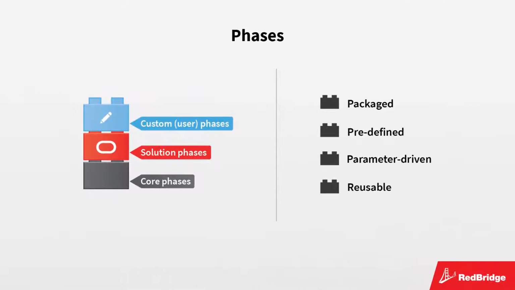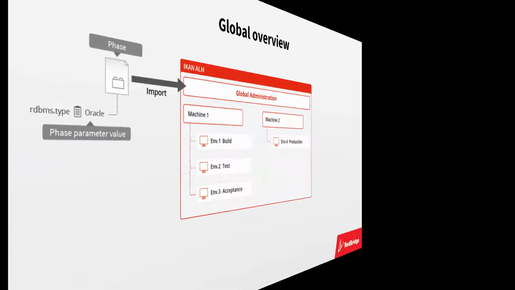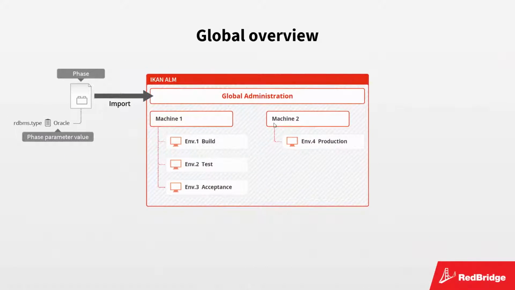IcanALM phases are predefined, parameter-driven, reusable package building blocks. They represent specific tasks or actions that are executed to automate the lifecycle management process. Let's have a look at a typical configuration using IcanALM. We have two machines, and on each of them one or more environments have been defined. Machine 1, for example, is using 3 environments for build, test and acceptance, and machine 2 is used for production. Each environment uses one or more phases.